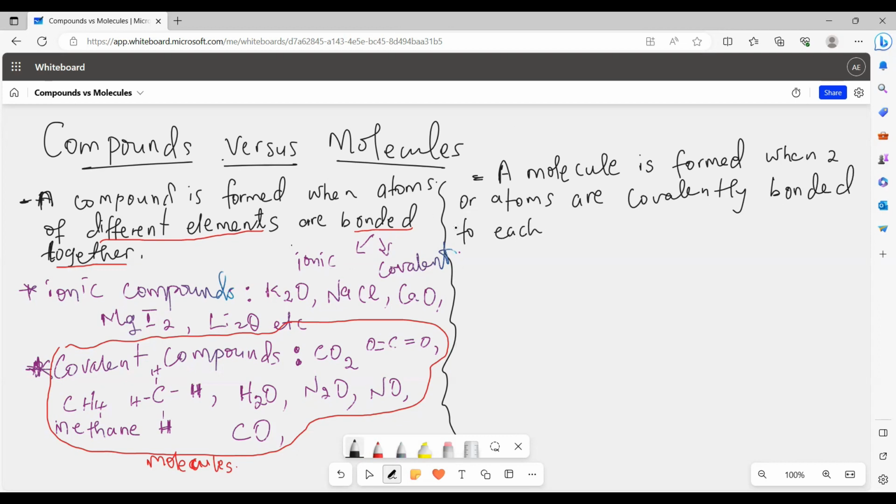So two or more atoms are covalently bonded together. So what are your keywords here? The keywords here, you could have two or more atoms. Another thing is covalently bonded. Covalently is a special keyword. Then bonded is another keyword. So it's like a 3-mark question.